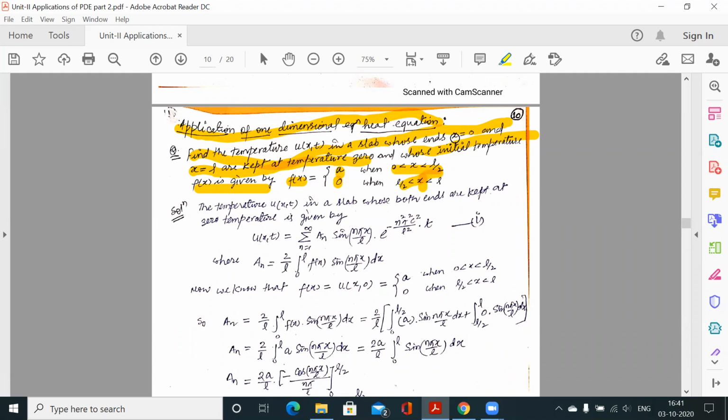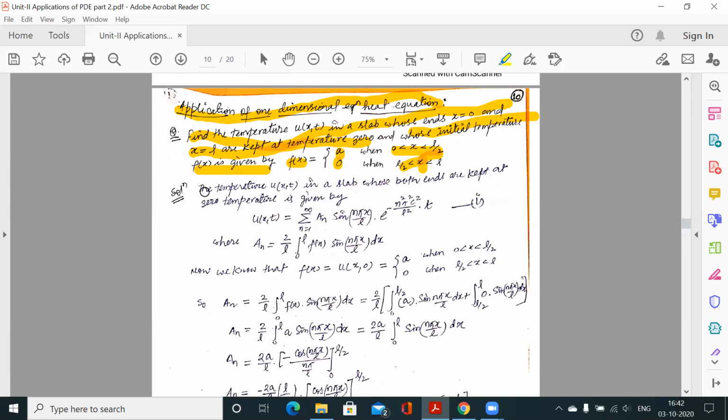Now the initial temperature f(x) is given by this. The length of the slab is L, because one end is at x is equal to 0, the other end is at x is equal to L. So it is of length L. From the initial point to the middle point, this is L by 2. So in the half bar or half slab, the temperature is A, and in the second half the temperature is 0. So this is the initial temperature.